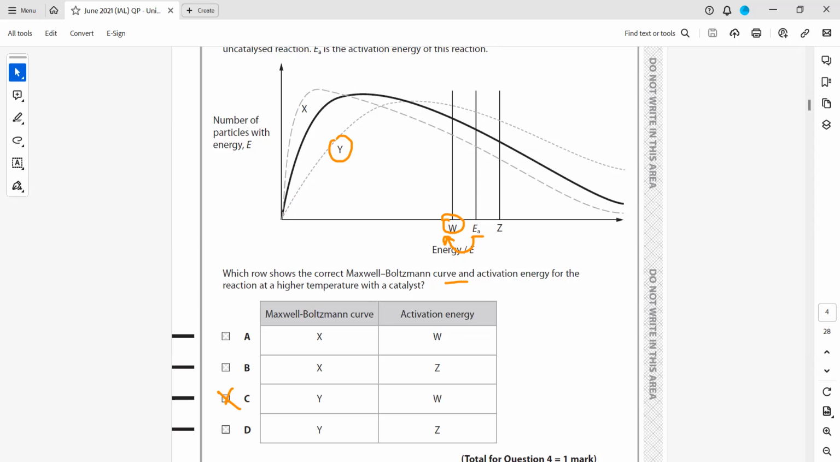And if the same question was there, if we are decreasing the temperature, what will happen? The height of the peak will increase and it will shift toward the left hand side if the temperature is low. But if the temperature is high, it will shift towards the right hand side.